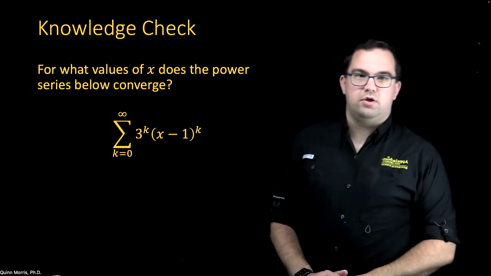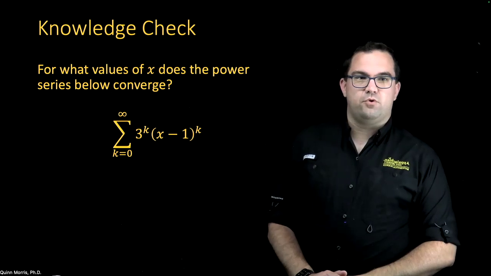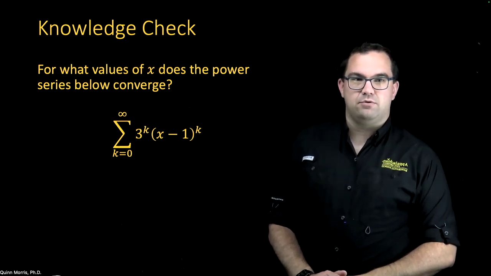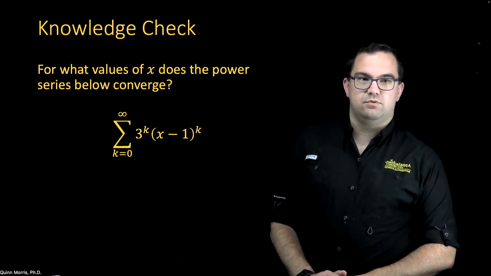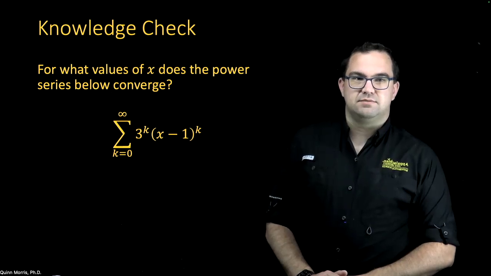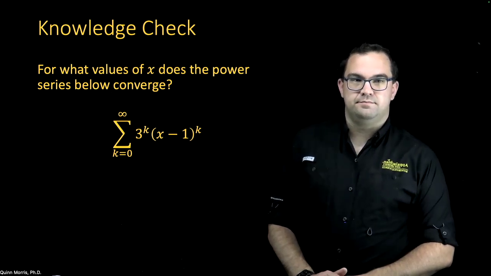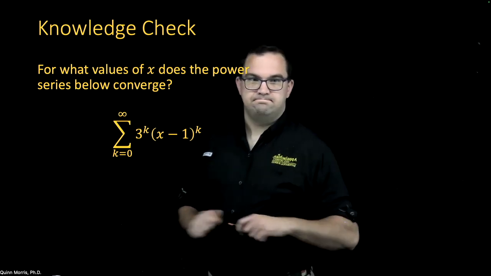Before we move on, let's pause for a quick knowledge check. I want you to determine for what values of x the power series below converges. Here we have the sum from k equals 0 to infinity of 3 to the k times x minus 1 to the k. Okay, great. Let's take a look and see how you did.